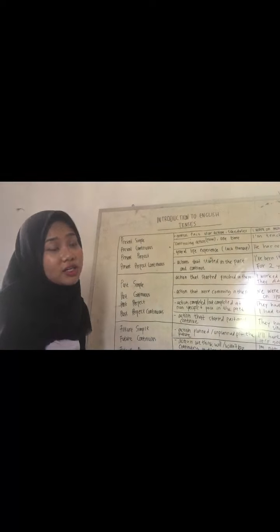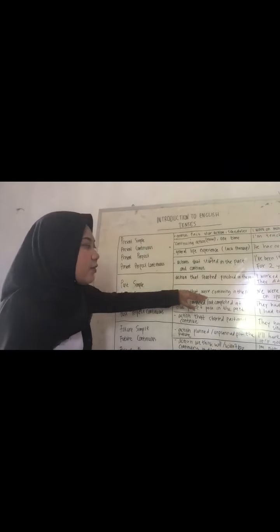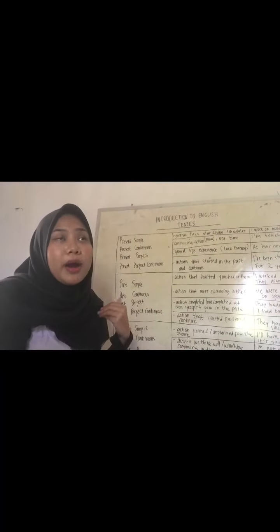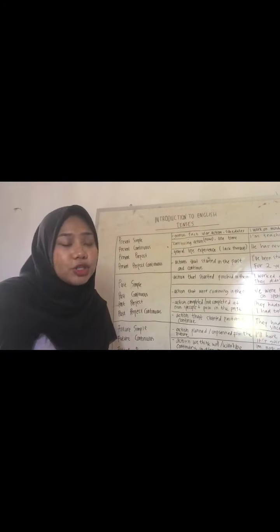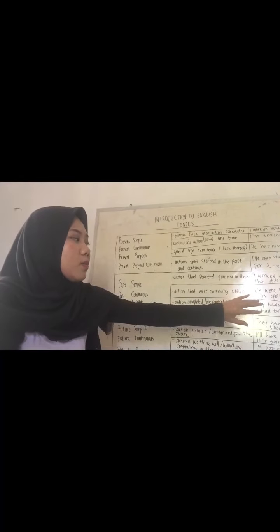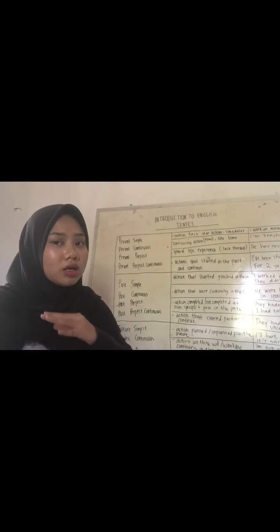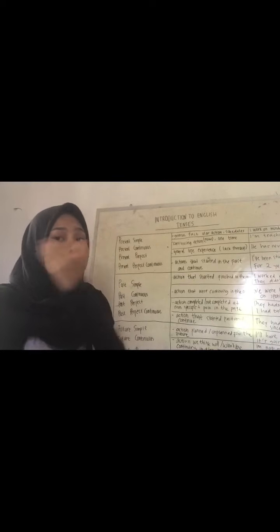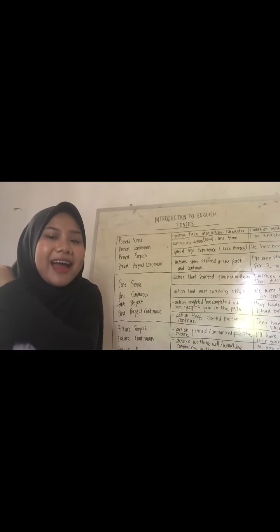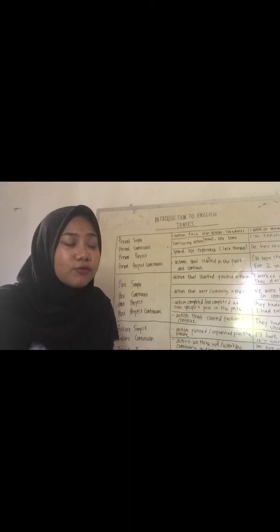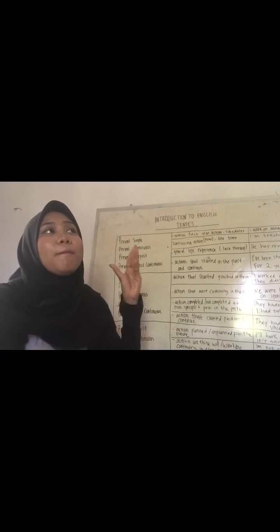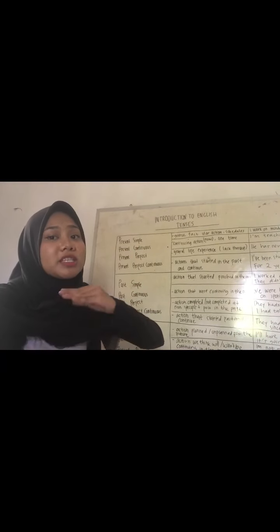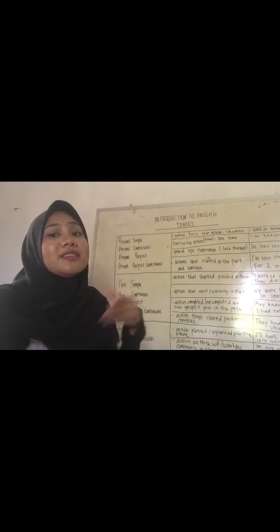Next, we're talking about past continuous. Past continuous is about actions that were continuing in the past, at a specific point in time. For example, in past continuous, we were listening to music on Spotify. It means we were listening to music in the past. It means the action was continuing at a specific time. Okay?